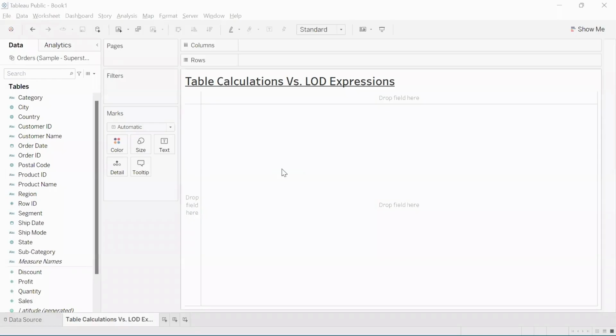Hello everyone, welcome back. In this video, we will be looking at the difference between table calculations and LOD expressions. So basically, table calculations versus LOD expressions.